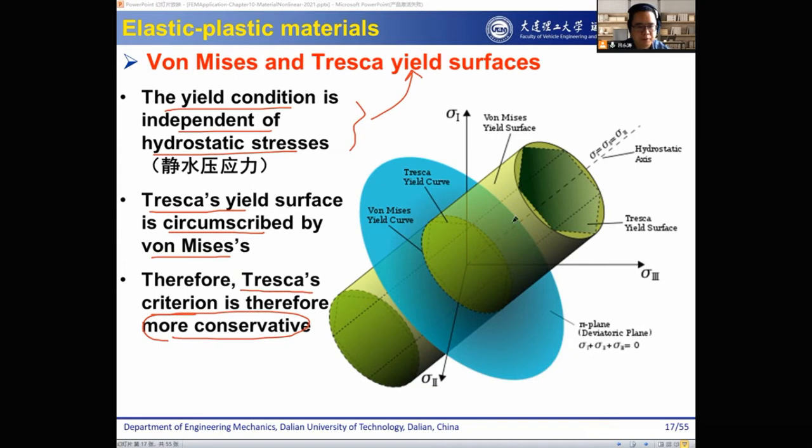So this is the plot of those two surfaces in three-dimensional coordinates. We have the three principal stresses, and then we plot the Tresca yield surface and the Von Mises yield surface. The cylinder is the Von Mises yield surface, and this other one is the Tresca yield surface, and we say the Tresca yield stress is smaller, so it's more conservative.